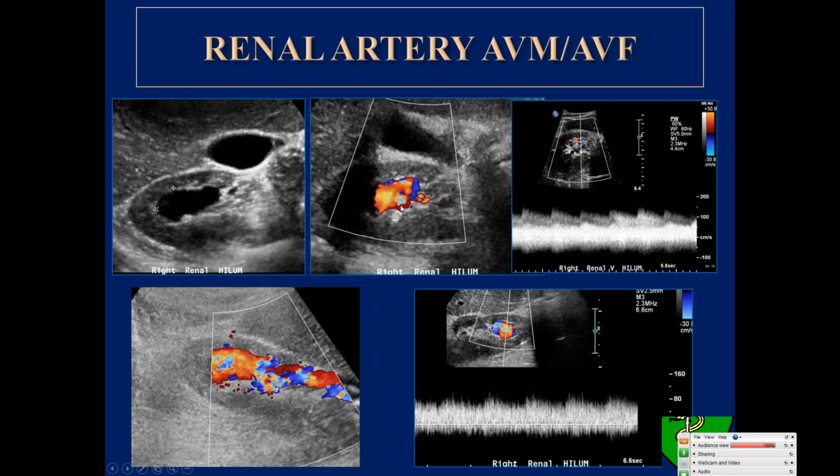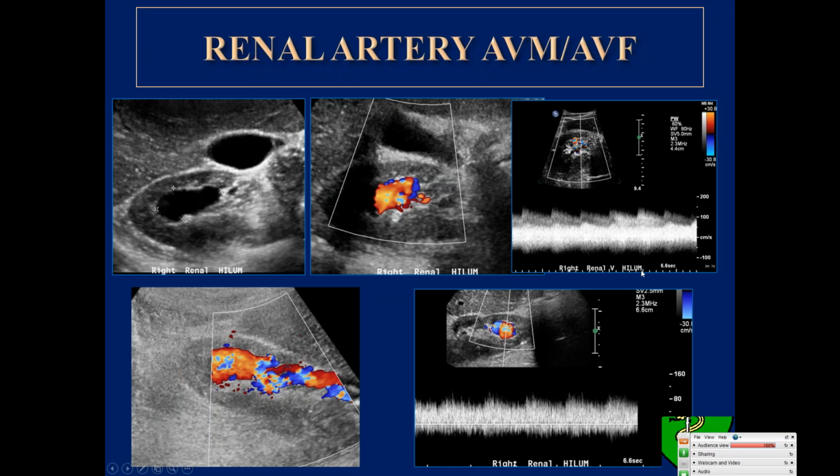And this is a different patient who was found to have a cystic area in the region of the parenchyma of the kidney. And when you see a cystic area, you always want to put a color Doppler. And if it fills in, you want to interrogate this vessel with a spectral Doppler and see what kind of waveforms you are going to find.